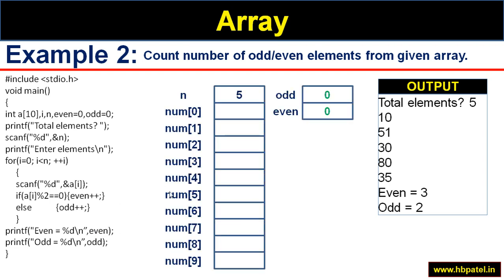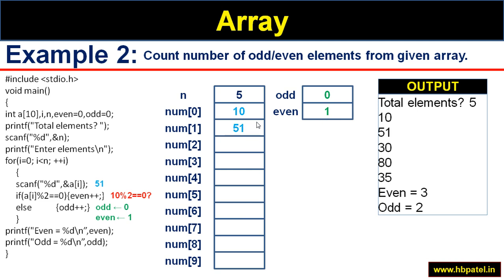So again, this is the same figure. We have number 0 to number 9. And then this n equal to 5, odd and even are initially set to 0 because these are the counters. So now let's take 10. So we know that 10 modulo 2 equal to 0. Yes. So in that case, I'll be incrementing even. So look at this, even is incremented by 1.